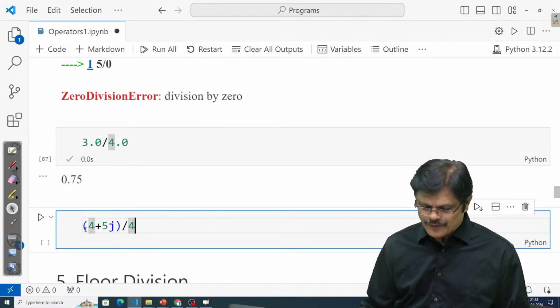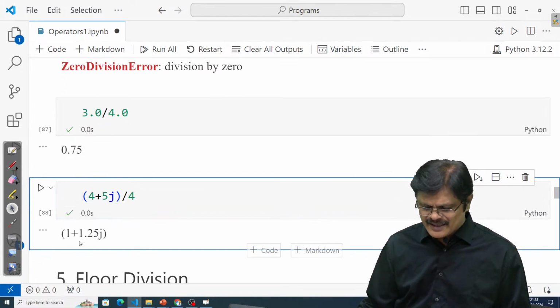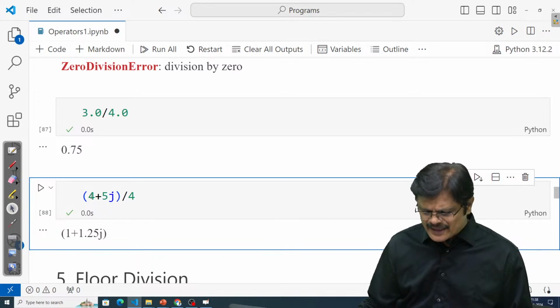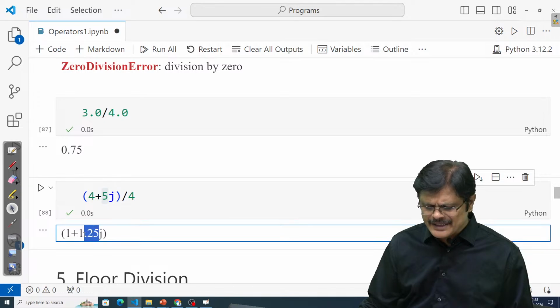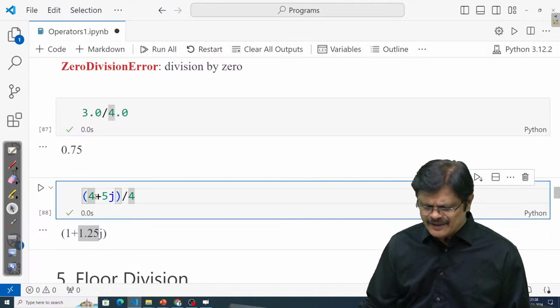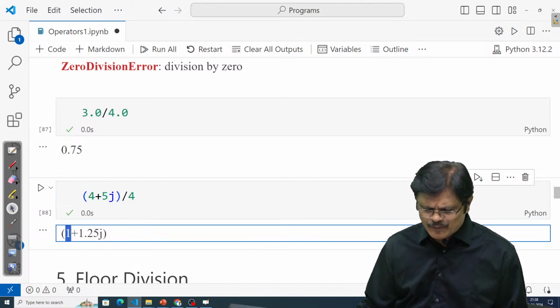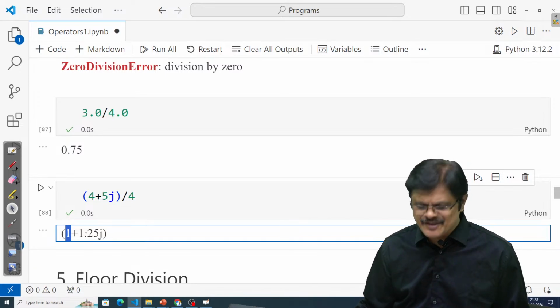So you can write 4. So what happens? The result is 1 plus 1.25j, like 4 by 4 is 1. This 5j by 4 is 1.25j, sir. Okay, we get 4 by 4 as 1, and luckily you are getting 1. Okay, that is about complex division, my dear friends.